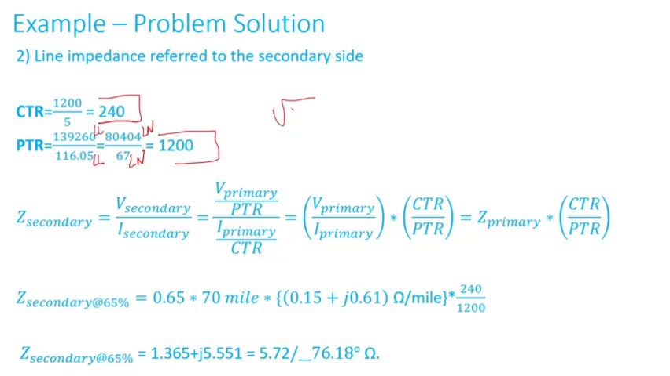Square root of 3 is 1.732. For instance, if you divide the line-to-line voltage by line to neutral, you're going to be off. You don't want to do that.